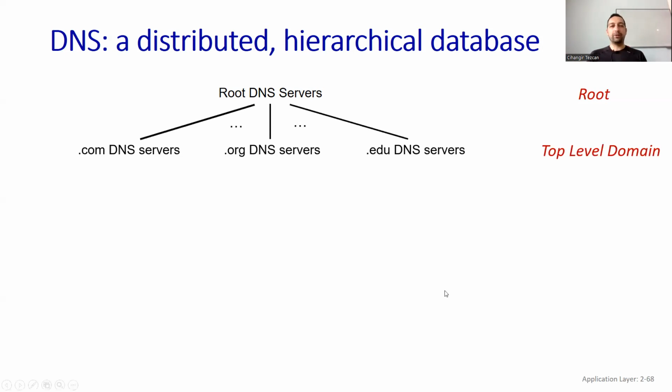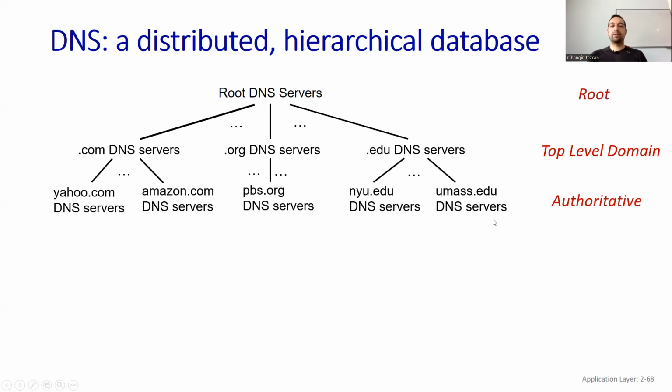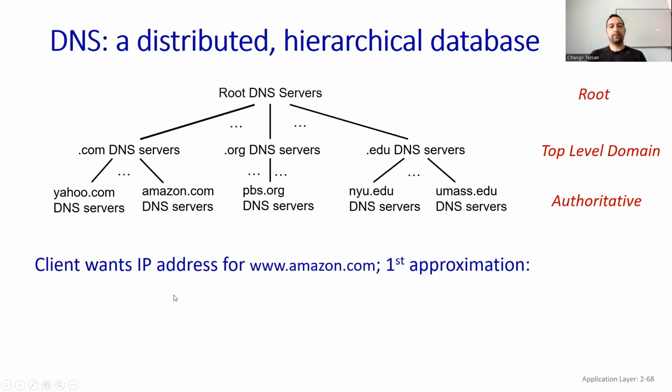All right, the idea is as follows. At the top, we have roots. These are root DNS servers, and they are divided into categories. For commercial web pages, which have domain names that end with .com, you have different DNS servers. For organizations, others, and for educationals, for universities, you have different DNS servers. And below that, for instance, we could have our university here, or we could have other DNS servers like Amazon.com here, and so on.